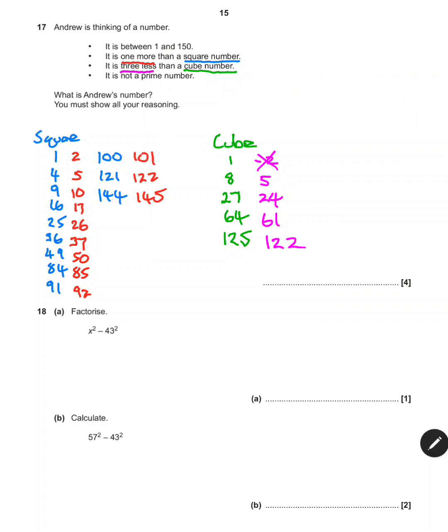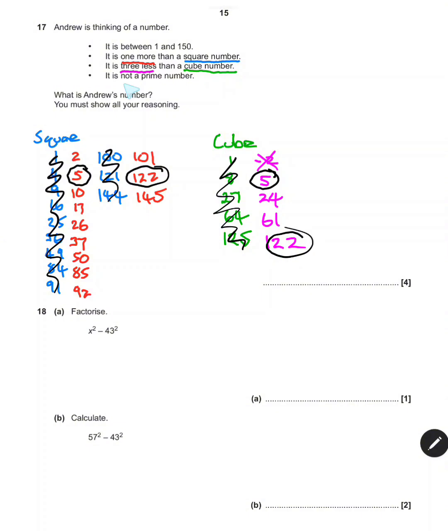The number that I'm looking for has to be in both lists. Now, it's not these numbers, and it's not these numbers. So it's got to be in the red list and the pink list. Well, 5 is in both lists, and 122 is in both lists. The final line says not a prime number. Well, 5 is a prime number. 5 will only divide exactly by itself and 1. 5 is prime. So my answer, the number I'm looking for, is 122.